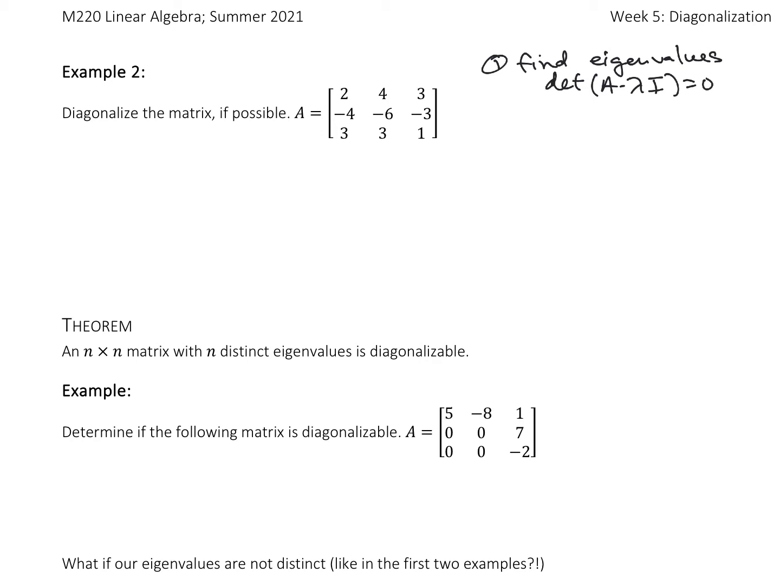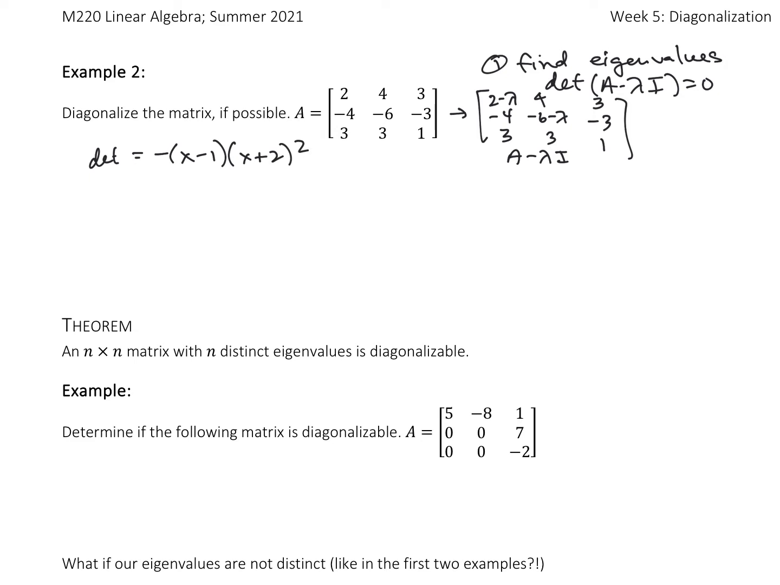Right? So I've skipped ahead here, and I've determined that A minus lambda I is the matrix with rows 2 minus lambda, negative 4, 3; 4, negative 6 minus lambda, 3; 3, negative 3, and 1. The determinant of this comes out to be negative (x minus 1)(x plus 2) squared, which, look at that. If I set that equal to 0, lambda equals 1 or negative 2, and negative 2 has a multiplicity of 2.